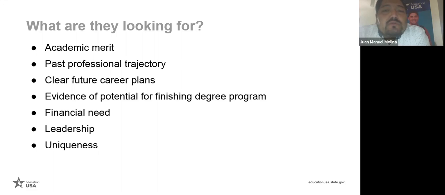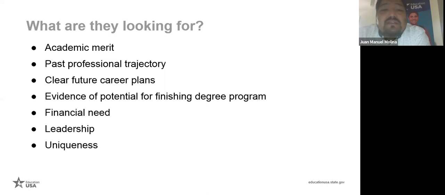You also want to show that you have a very good academic and professional path in your past, that there's a clear way that they can see where you're coming from and where you are headed. What is your professional career plan? What are your future career goals? So this is very important because they want to know that they are investing.